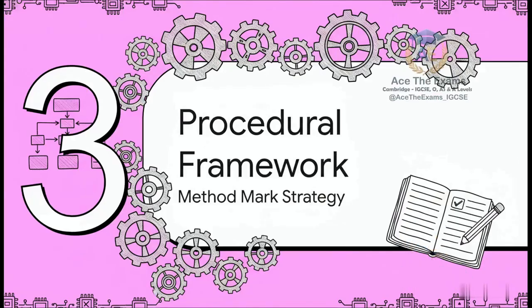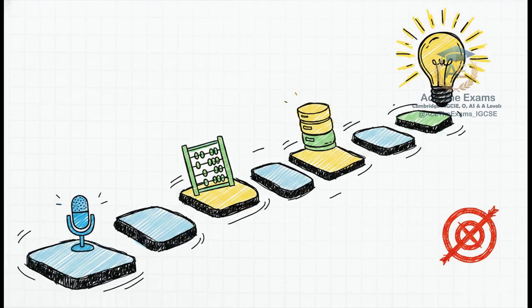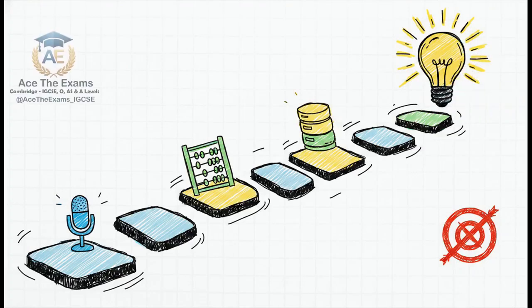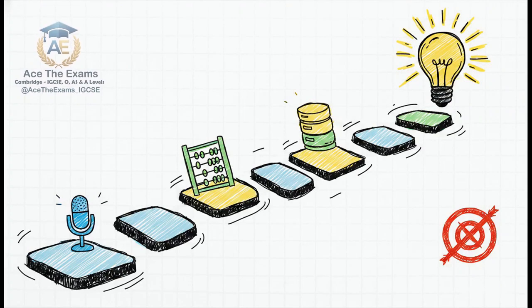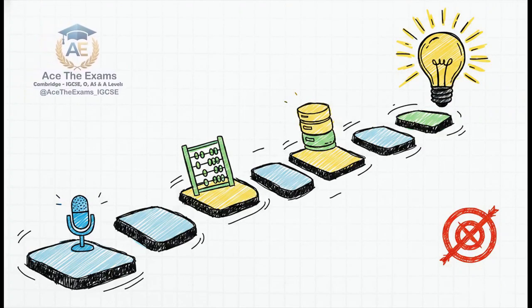Now for Section 3, the procedural framework. Let's execute what the examiners call the method mark strategy. This means your data interpretation skills, like extracting information from binary representations and performing calculations, must be clearly documented step by step. Imagine looking at your past paper and watching all those red pen marks suddenly transform into green check marks. That's what this blueprint does.